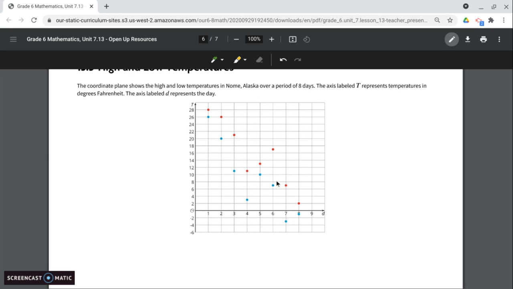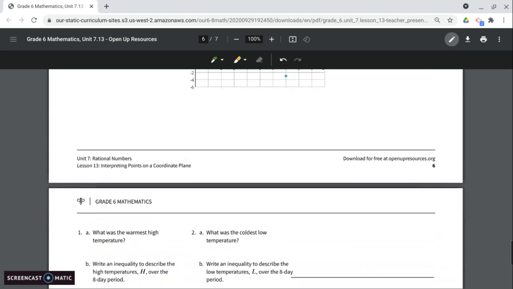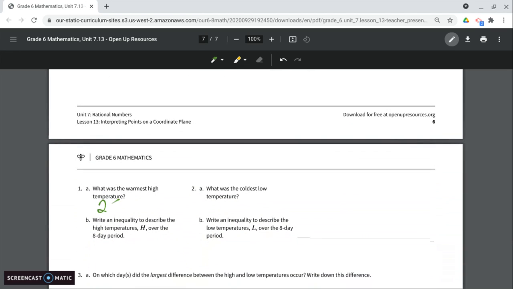So we look at our Y values. The red shows the warm days, the high. So it looks like 28 degrees on day 1. 28 degrees Fahrenheit.